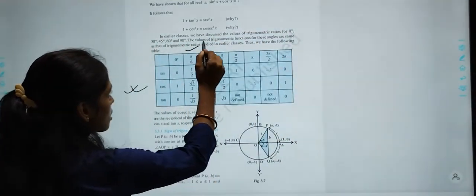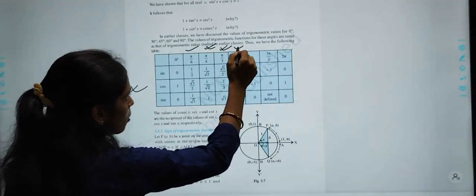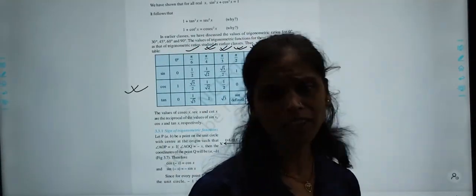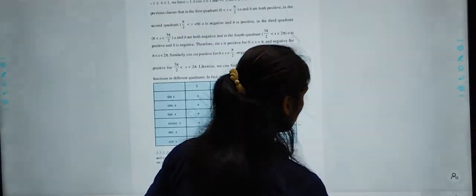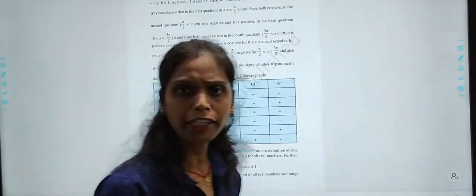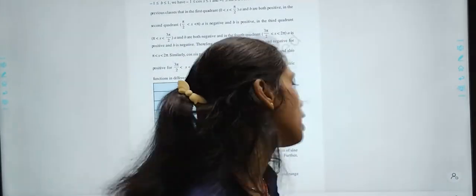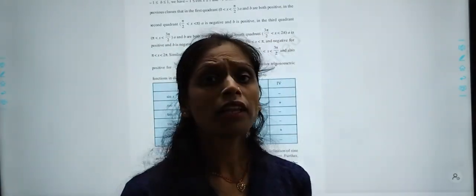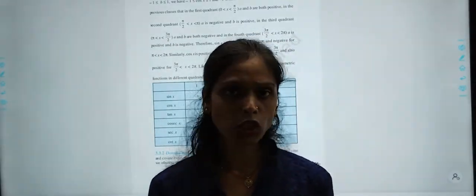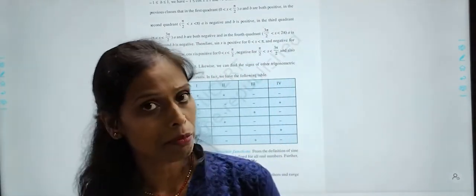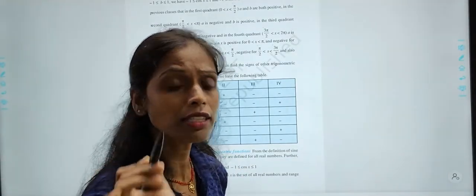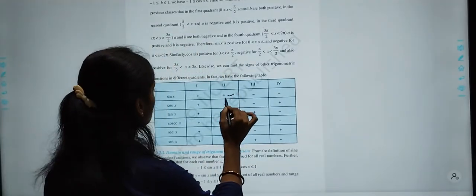Then pi by 6, pi by 4, pi by 3, pi by 2, pi, and this table is very important. In your previous class you have already learned it, that's why I have not discussed it more. I have already given you a concept and trick regarding in which quadrant the trigonometrical function is positive. You know very well that in the first quadrant all the trigonometrical functions will be positive, and in the second quadrant sin theta will be positive.